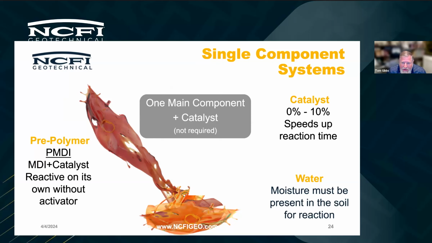The single component systems, there is a little bit of a misnomer to the name. The single component can be used without any additional catalyst package, but you can add additional catalyst to the system to speed up the reaction time. This is an adjustment that we don't really have the benefit of with the dual component systems. We can't just add something other than heat. But with the single components, you can add up to 10% additional catalyst to speed up the reaction time based on what you're trying to accomplish. The last component being that moisture needs to be present, that's what actually kicks it off. So moisture needs to be present in the soils for the reaction to occur.